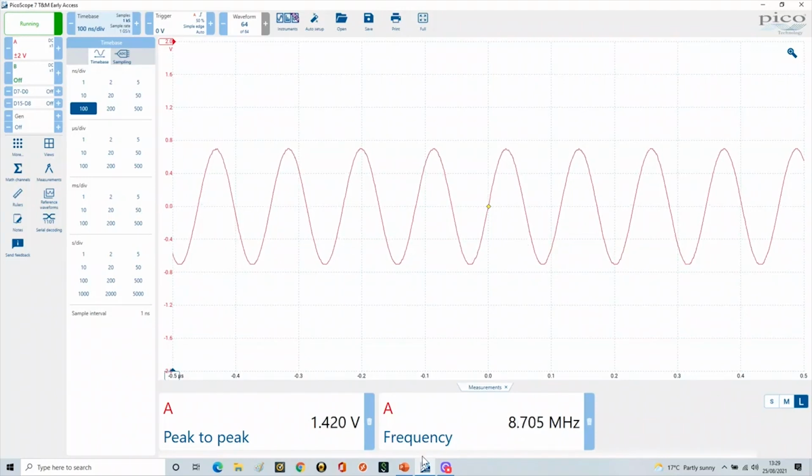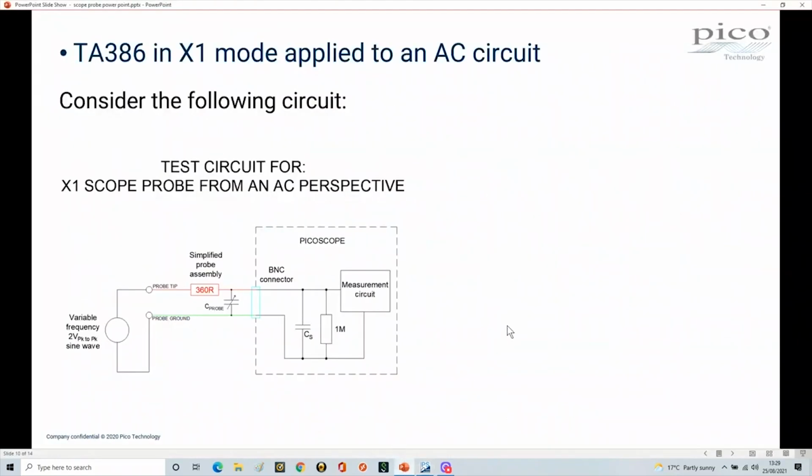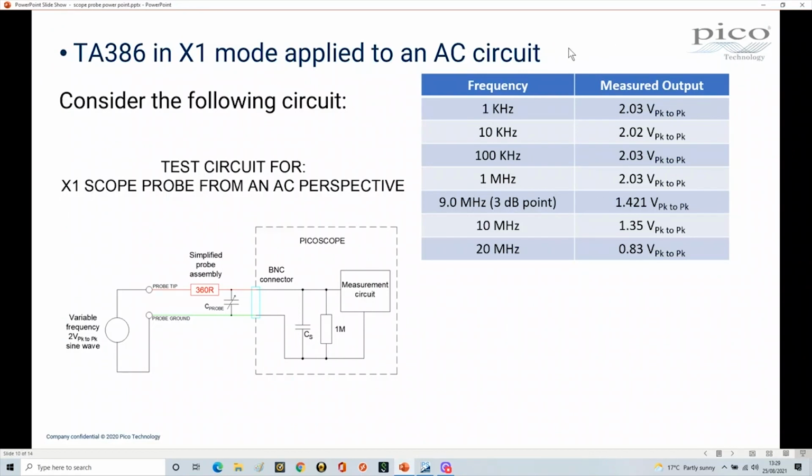So let me now go back to our PowerPoint. And so what I did was I tabulated those results, and these are ones I did earlier on before I started doing this particular presentation, just to see the numbers. And we got around about 9 megahertz for the 3 dB point. So it's not far out, but that is because of the adjustment of this capacitor in here.